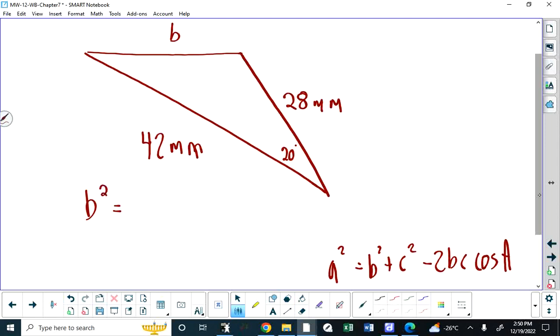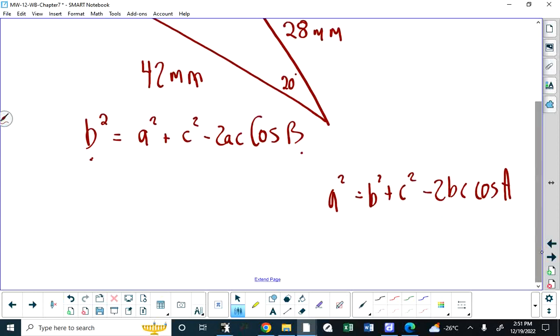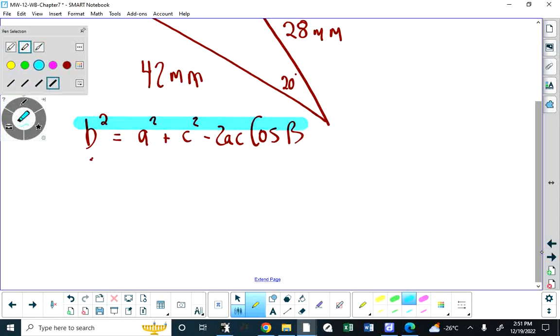We just go b squared equals, and listen, you don't have to write this down, okay? But if you want to, this would be the cosine law to find side b. All that is important here, everybody, is this side that you're trying to find matches this angle that you know, and everything else are the other two numbers. So when we write this out, I don't think you need to write out this statement.